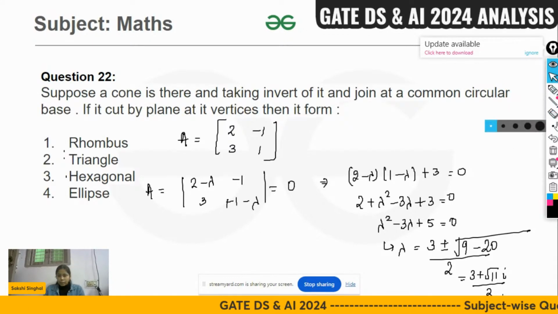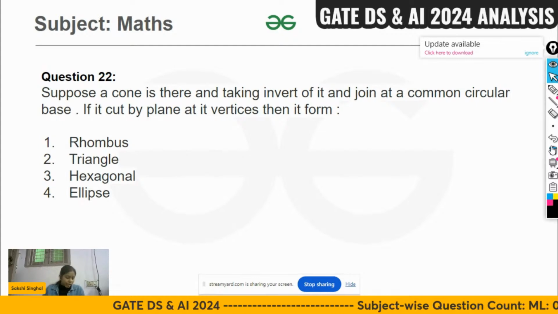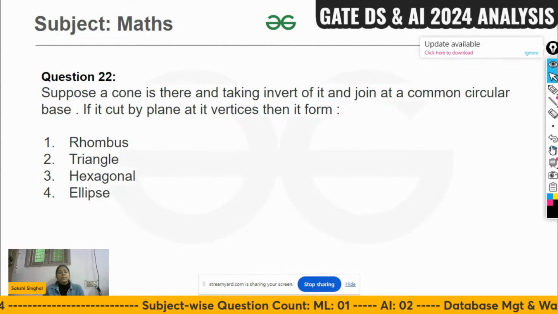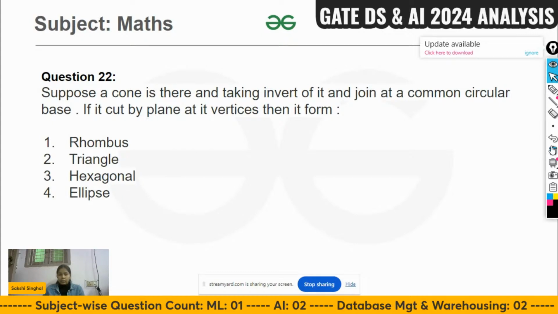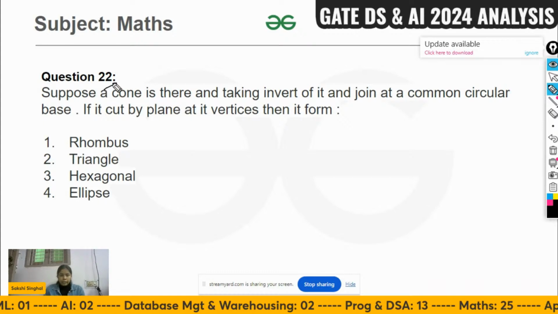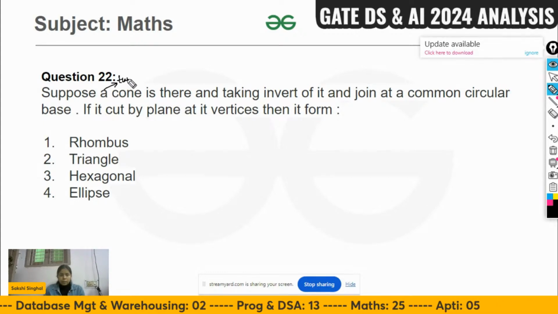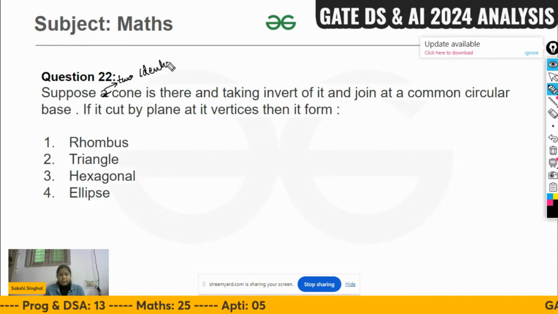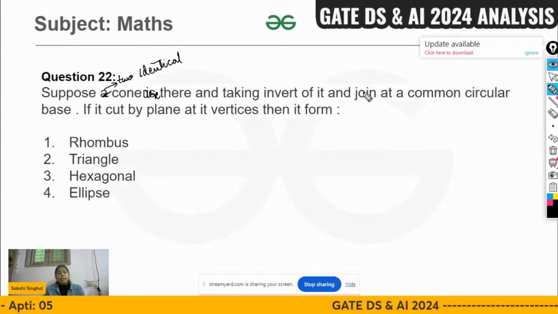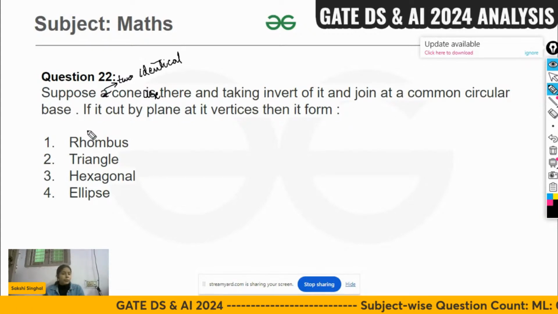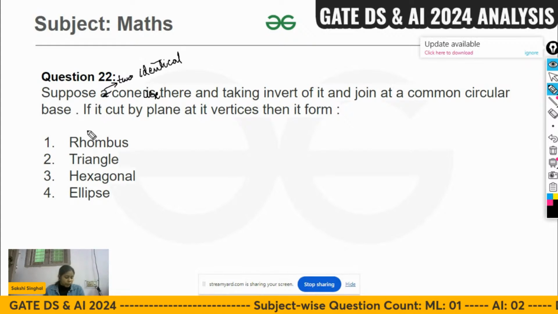Right, there is one question. Just tell me guys, how many of you have ticked which option? It says that suppose two identical cones are there, and taking the inverse of one, join them at a common circular base. If cut by a plane through its vertices, then what would it form, guys?